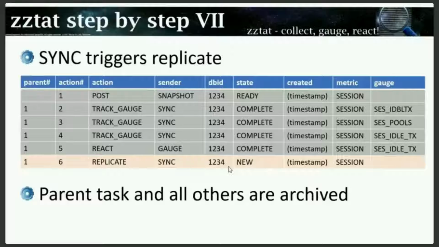Once that is completed, this means that we have now collected the data, we have validated the data, and we have already triggered any reactions based on the data. We now archive the data or we replicate it to the repository. So the sync process will then initiate the replicate, which will upload the data to the repository and basically close the tasks, which now mark this metric run as completed on the target.